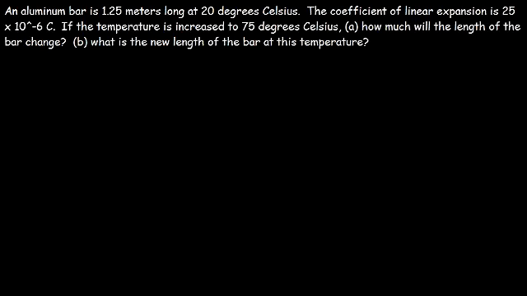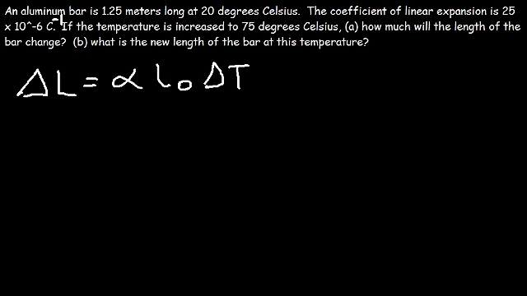An aluminum bar is 1.25 meters long at 20 degrees Celsius. The coefficient of linear expansion is 25 times 10 to the minus 6, and that's supposed to be Celsius to the minus 1. If the temperature is increased to 75 degrees Celsius, how much will the length of the bar change? So we're looking for delta L. So delta L is equal to alpha times L0 times delta T.